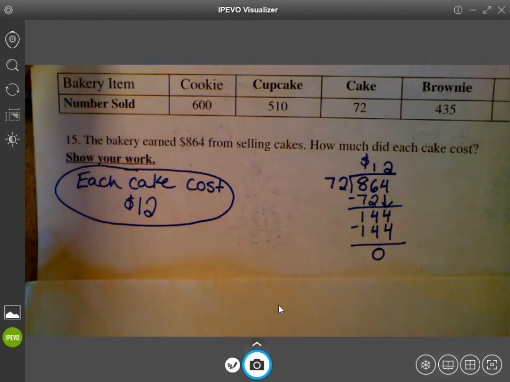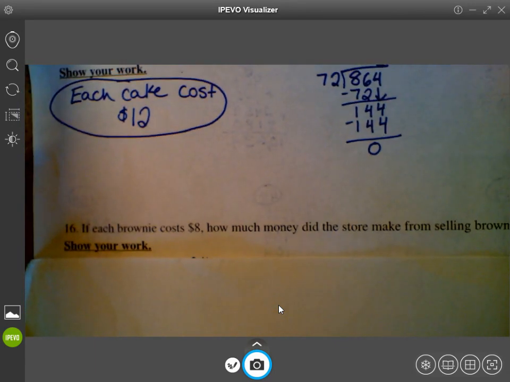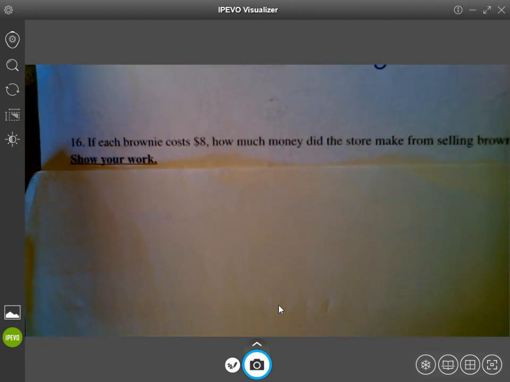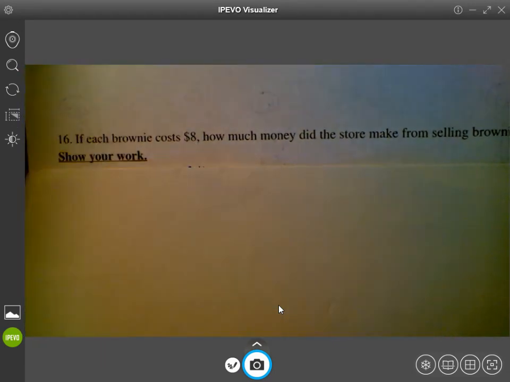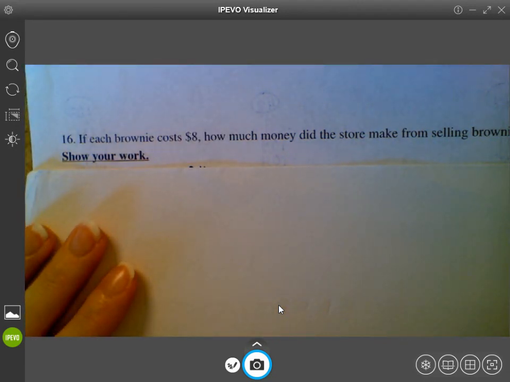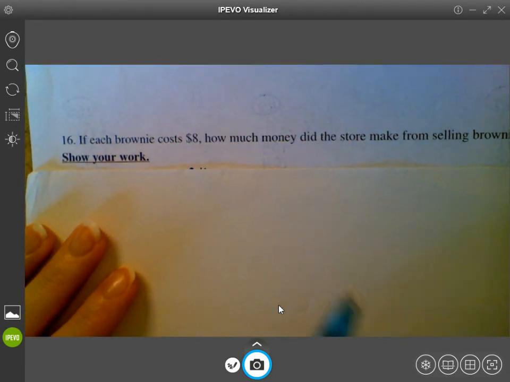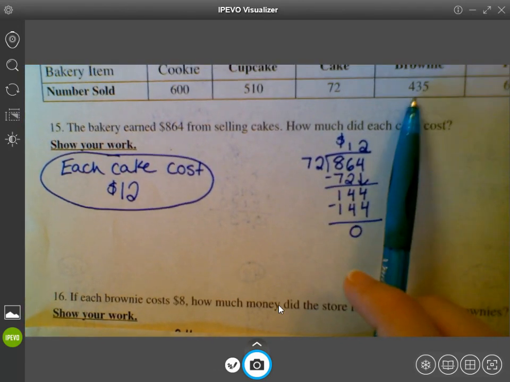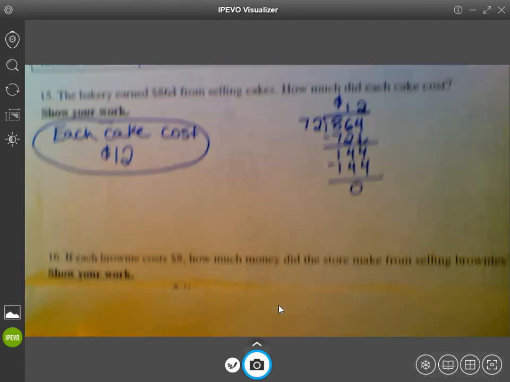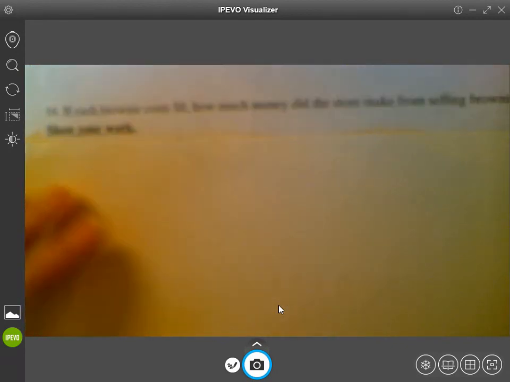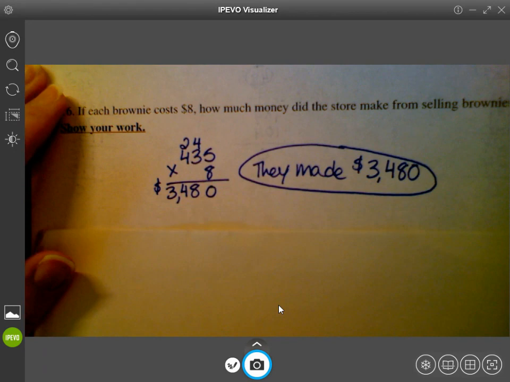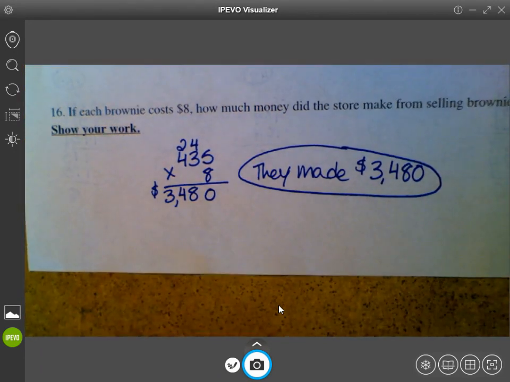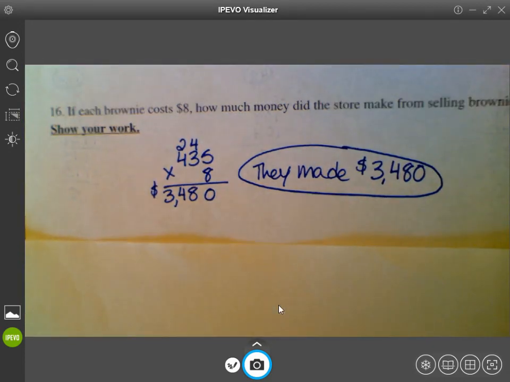And then we had number 16. So number 16 said, if each brownie costs $8, how much money did the store make from selling brownies? Show your work. So each brownie costs $8. Then we'd look, well, they sold 435 brownies. So we would need to take 435 and multiply it by 8. And when we do that, you should have gotten 3,480. So they made $3,480.